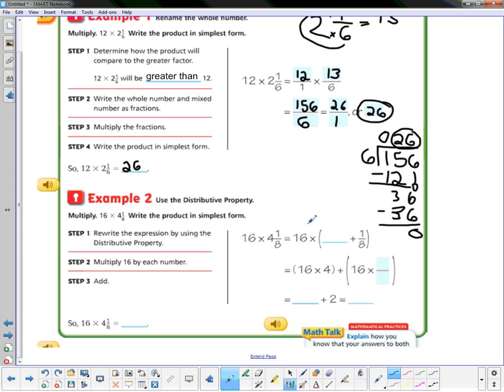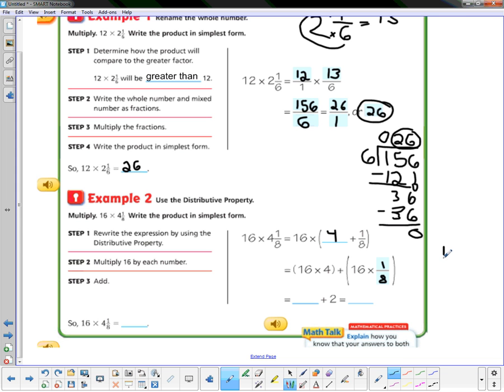So remember distributive property, 16 times 4 and 1/8. That's just like breaking it apart. 16 times 4 plus 1/8. So it's just kind of, we broke this up a little bit. And then distributive property is saying that, hey, we could just times 16 times 4 and then add that to 16 times 1/8. And we would get the same answer.